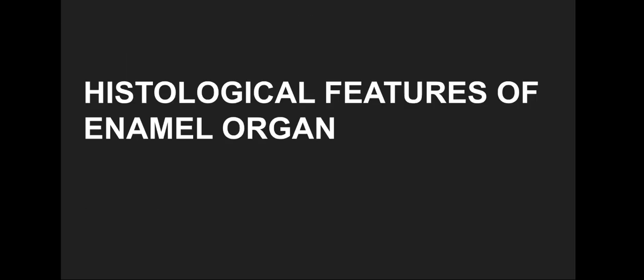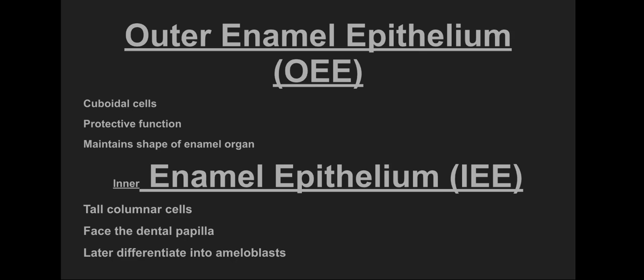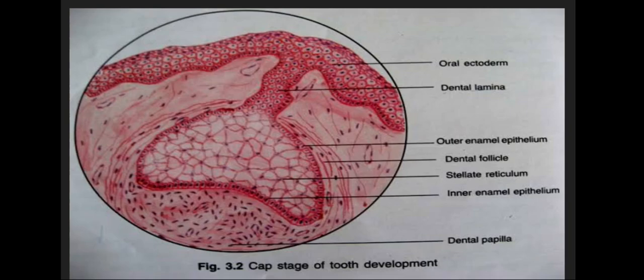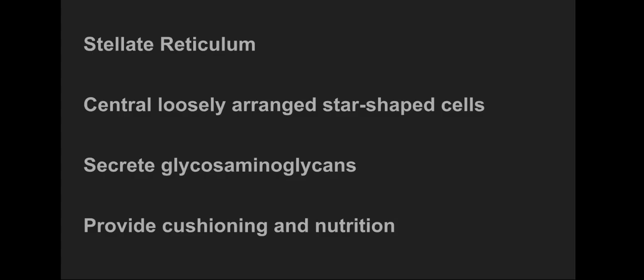Okay, so the histological features of the enamel organ. The outer enamel epithelium: you can see cuboidal cells, with a protective function, maintaining the shape of the enamel organ. Next is the inner enamel epithelium: tall columnar cells face the dental papilla and later differentiate into ameloblasts. This is how the cap stage looks. Next is the stellate reticulum: central, loosely arranged star-shaped cells. These are the star-shaped cells.